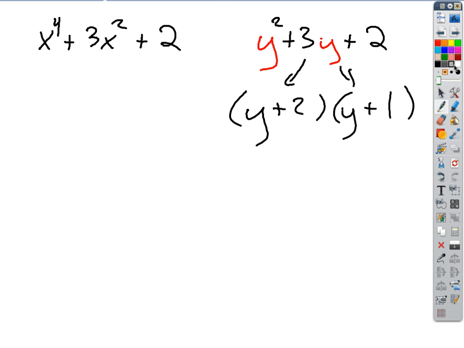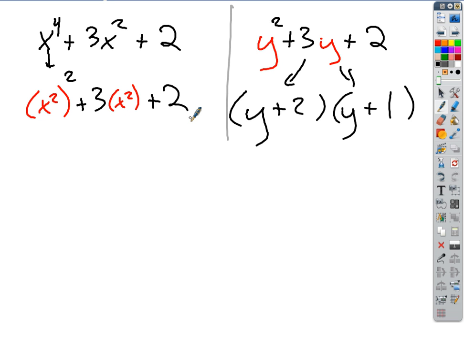This is different than what we're doing over here in chapter 6. But I want you to notice that the pattern is the same. If I thought of this problem, x to the 4th plus 3x squared plus 2, in pieces of x squared instead of just plain old x's, look what happens. This becomes x squared squared, because x to the 4th is just x squared squared, plus 3 times x squared plus 2.